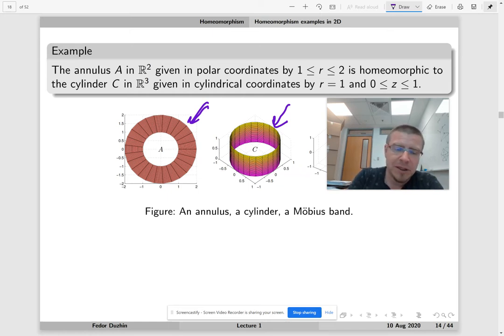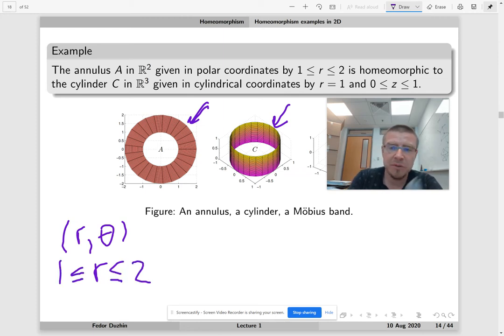So the annulus is the set of all points in polar coordinates r and theta, such that r is between 1 and 2. So theta is anything, which means basically from 0 to 2 pi, and r is from 1 to 2. So what is our cylinder?